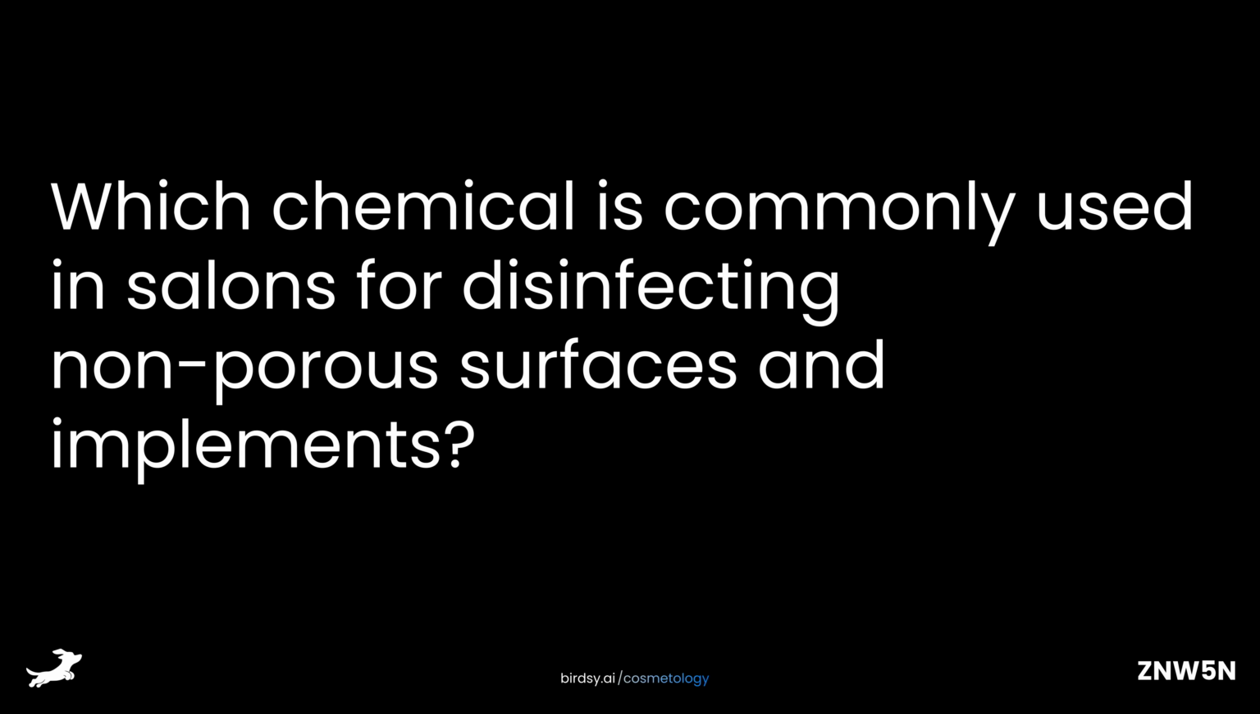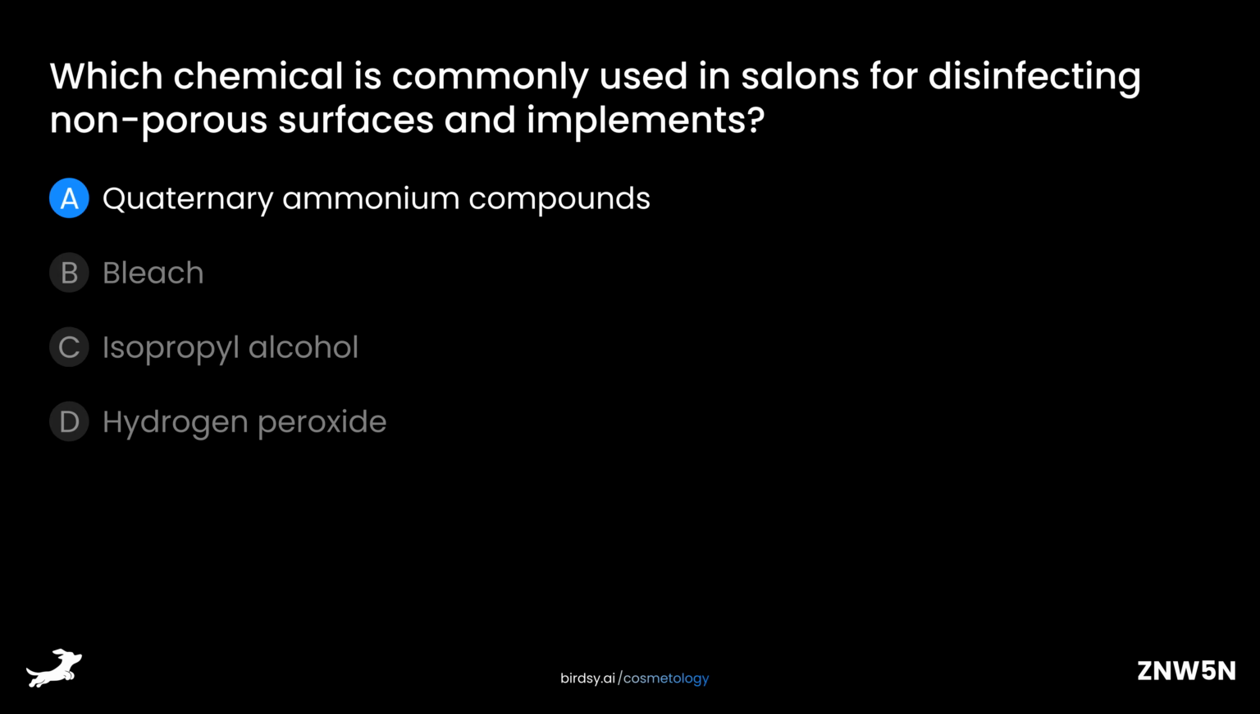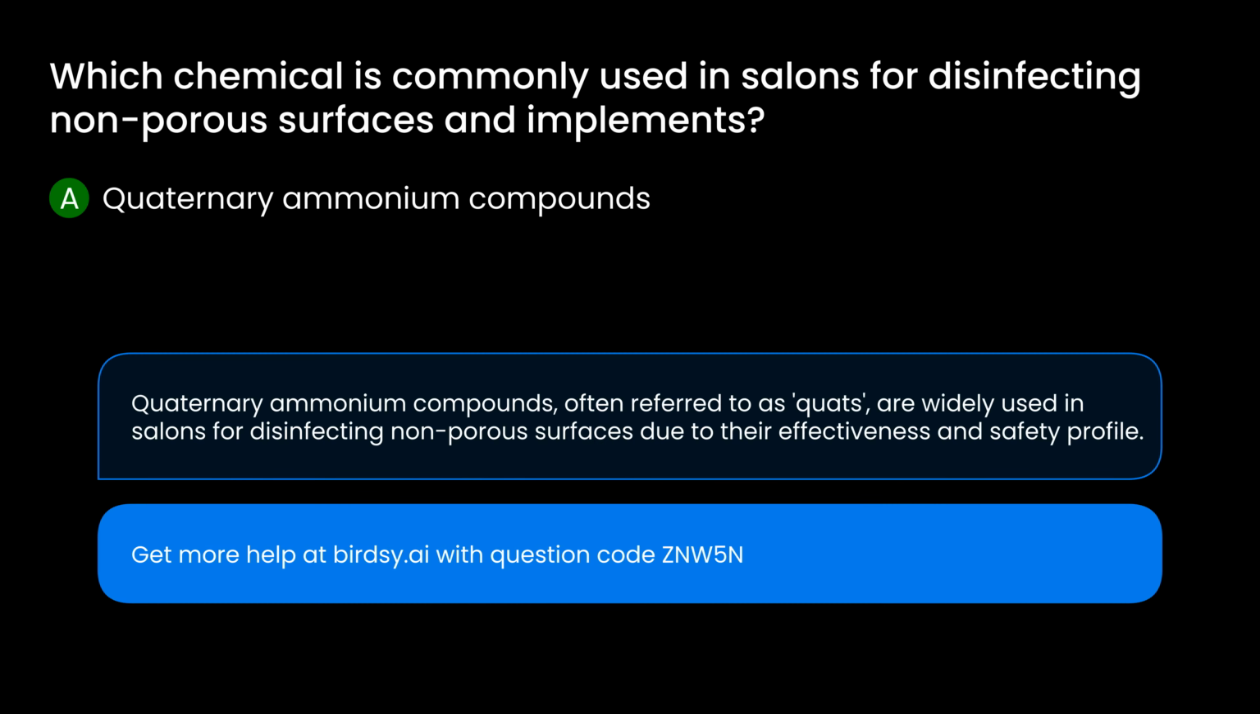Which chemical is commonly used in salons for disinfecting non-porous surfaces and implements? Is it A, quaternary ammonium compounds, B, bleach, C, isopropyl alcohol, or D, hydrogen peroxide? The answer is A, quaternary ammonium compounds. Quaternary ammonium compounds, often referred to as quats, are widely used in salons for disinfecting non-porous surfaces due to their effectiveness and safety profile.